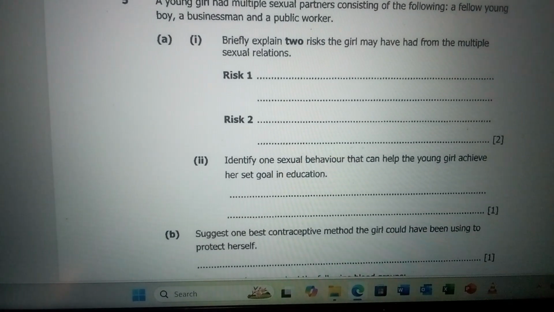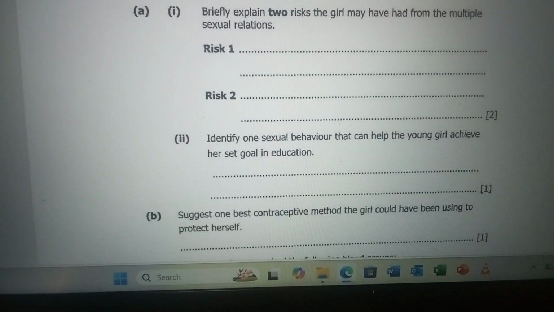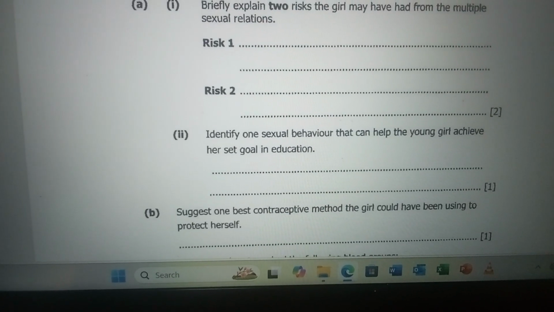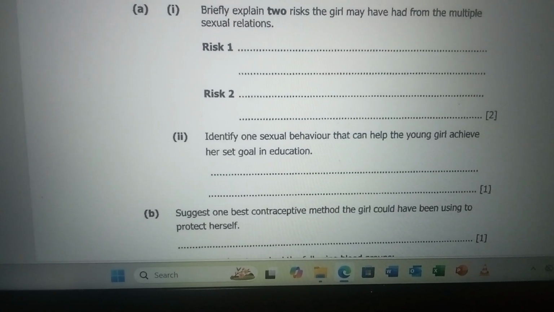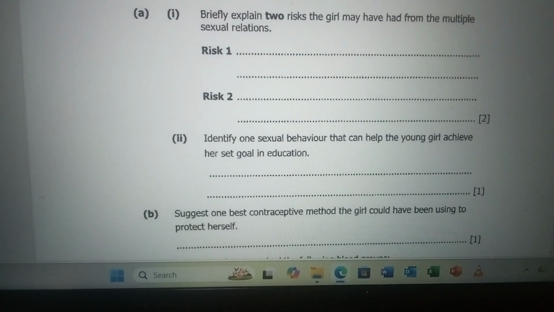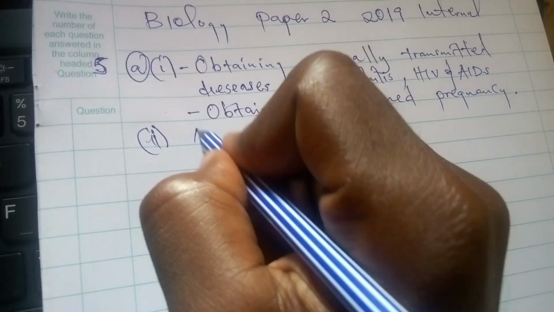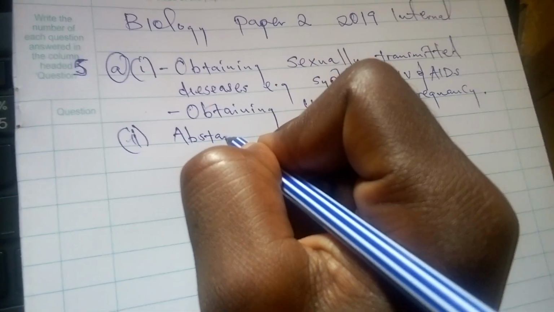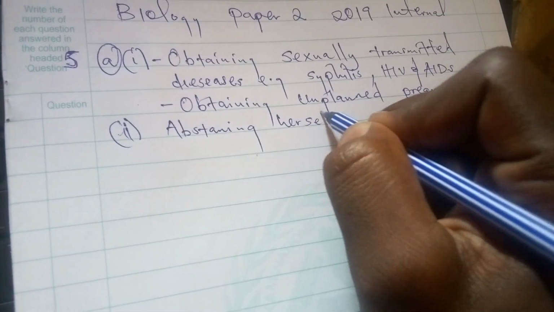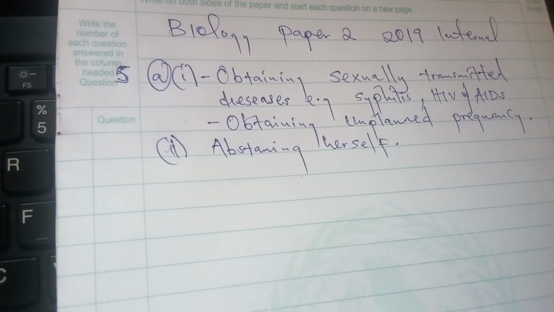So we move on to the second one, where they're saying identify one sexual behavior that can help the young girl to achieve her set goal in education. So the renowned one is just to abstain herself. So abstinence, that is abstaining herself. Or you can just simply say abstinence.